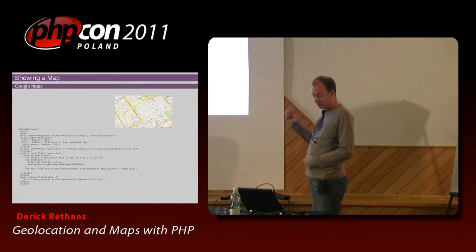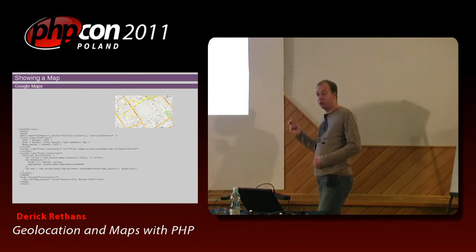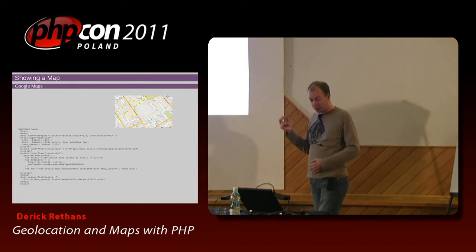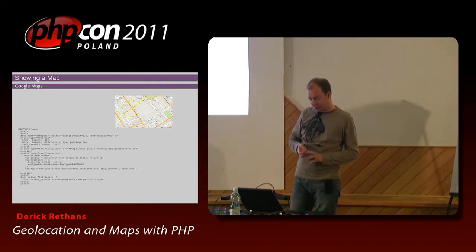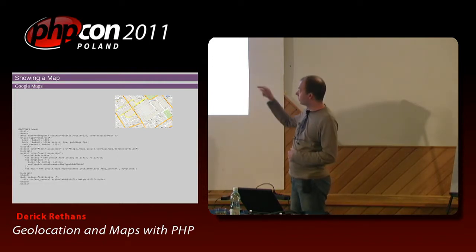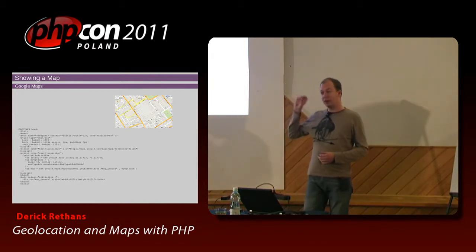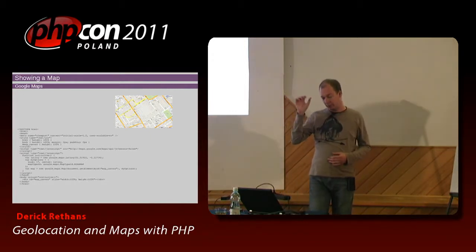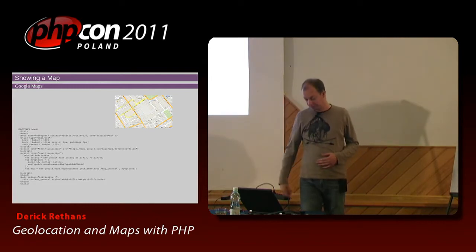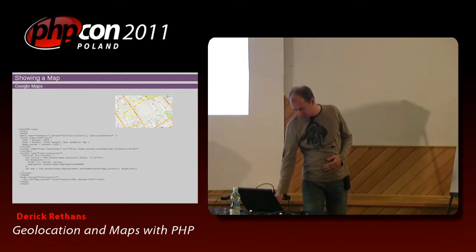Now, it also sets the center to the latitude and longitude point that I've created, as well as the type. You can have roadmap and satellite map and a few of those. And then the last call in here, var map equals new blah, blah, blah, links the map to your div on the site, as you can see here in the second to last line.